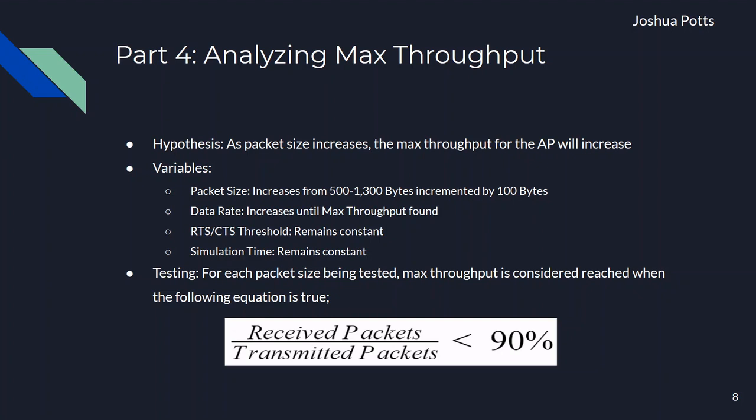As for the testing, for each packet size being tested from 500 to 1,300 bytes, the max throughput will be considered reached when received packets over transmitted packets falls below 90%. So in other words, whenever our system has a receive accuracy below 90%, we have found the max throughput. To vary this, we will need to increase the data rate for each packet size being tested until max throughput is found.